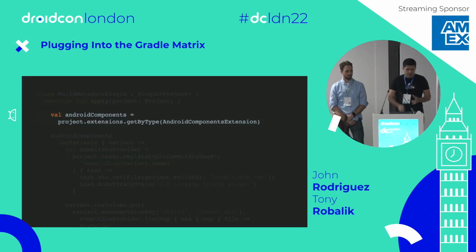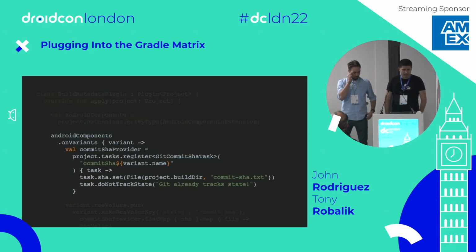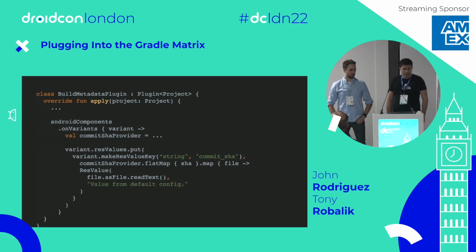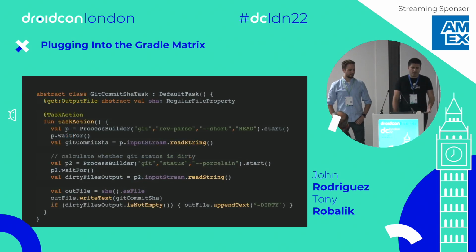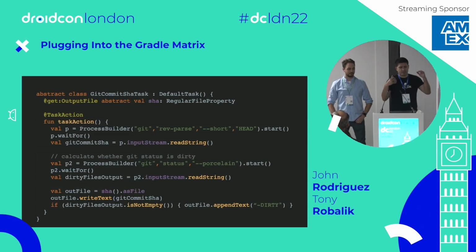And to do so, we go into the AGP and set this up so that when you run the Git command, you can dynamically add it as a resource value. And then voila, in the actual task that you create, you run the Git commands. Because you're running the Git commands in a task action, that's the only safe space to run your I/O actions, to call your task providers' get, and to do all the things that might be intensive, because this is where Gradle will actually manage it properly.